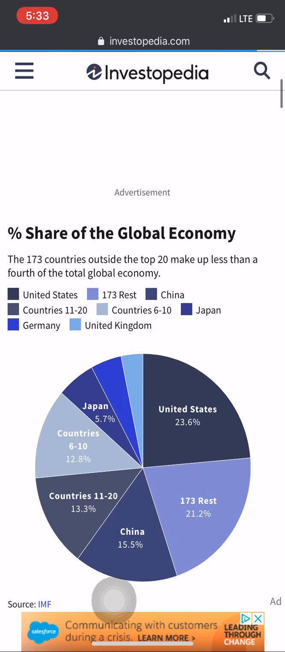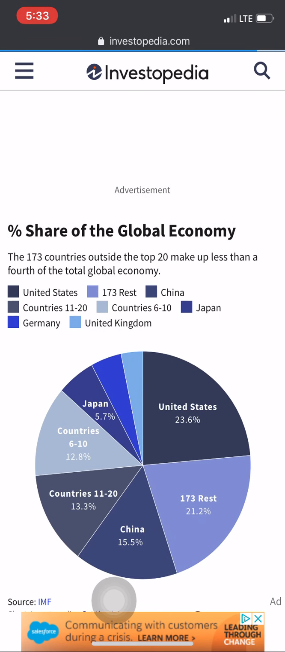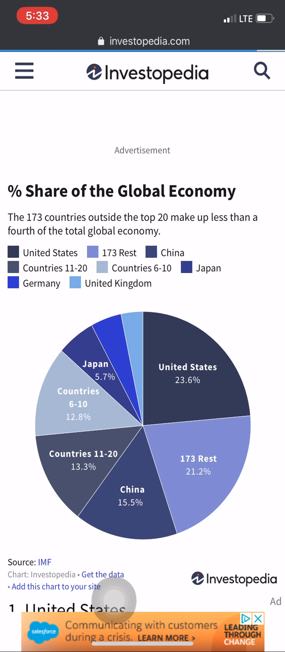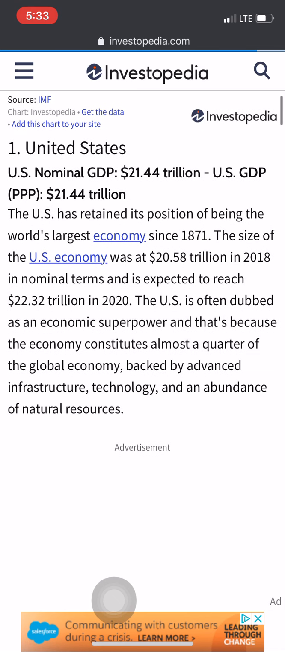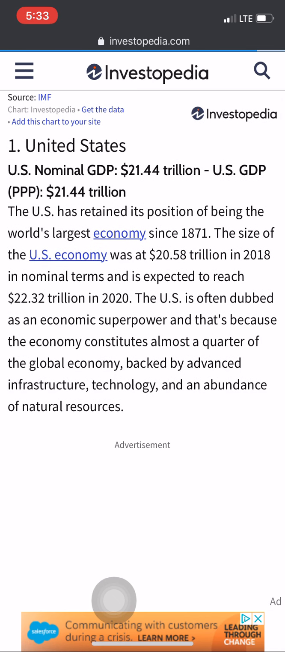Based on that, I'll just go through the entire list of countries. First is the United States. For the US, the nominal GDP and PPP GDP is exactly the same, $21.44 trillion. Why is that? Because you're literally comparing US dollar to US dollar, so definitely that is going to be the same.